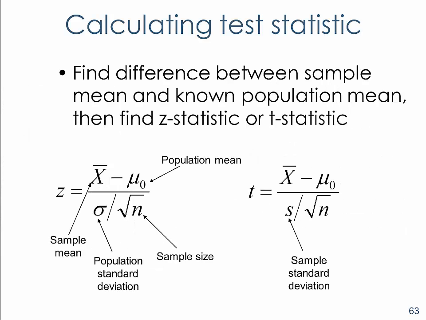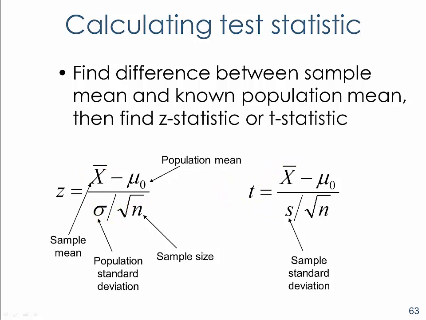Now, as a reminder, we want to calculate the test statistic, and we're going to compare that test statistic against the critical values to see if it's more extreme or on the outside of the critical value. So the way we do that is we find the difference between the sample mean and the known population mean, and then we find the z statistic. And we use these calculations. These are our test statistics.